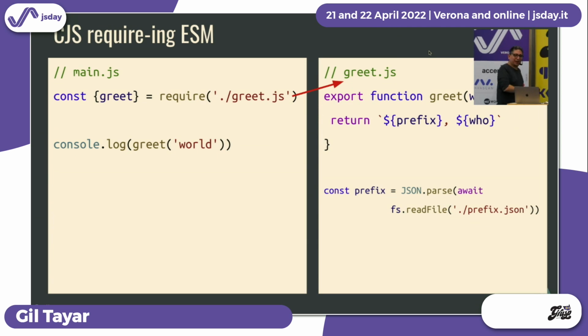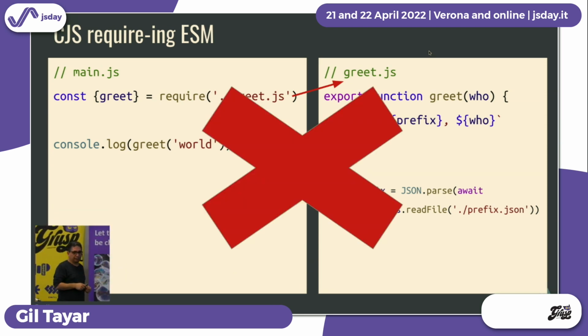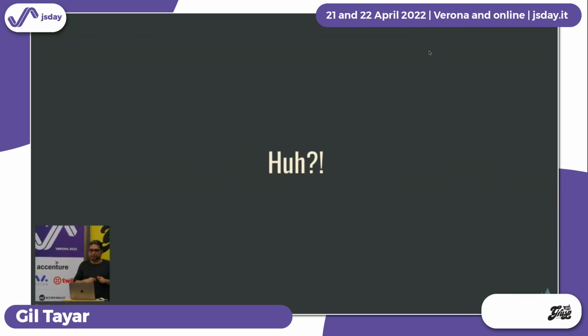Let's do the other way around. Greet.js is ESM. Main.js is CommonJS. I'm trying to require it. Ooh, can't, because a synchronous system cannot import from an asynchronous system. You cannot require ESM. And that is why it's time to migrate to ESM.